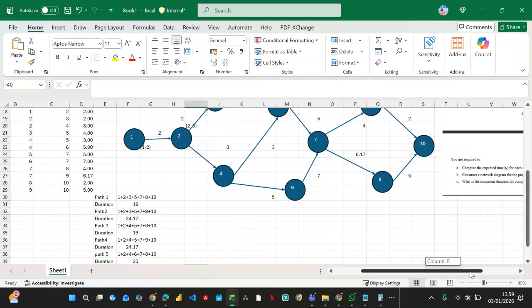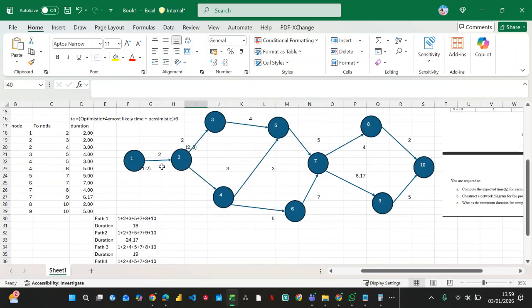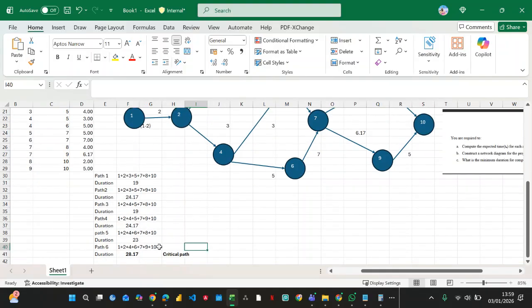So all these are activities we are talking about here. We are looking at the longest activities to be completed, which is the critical time. Do you understand? It is the longest distance, so it gives us the longest time to complete.